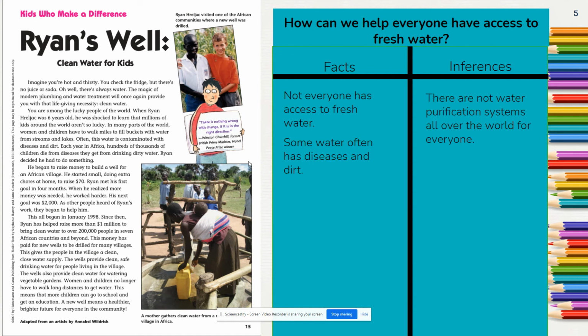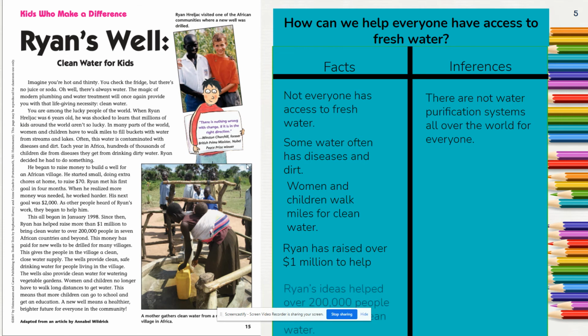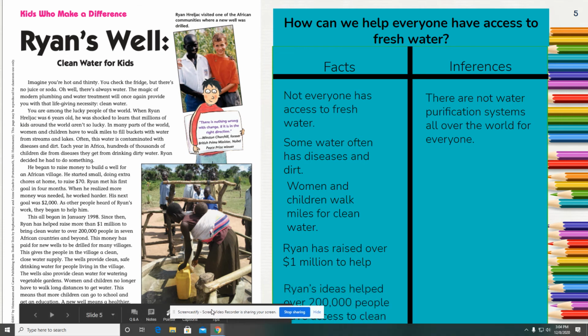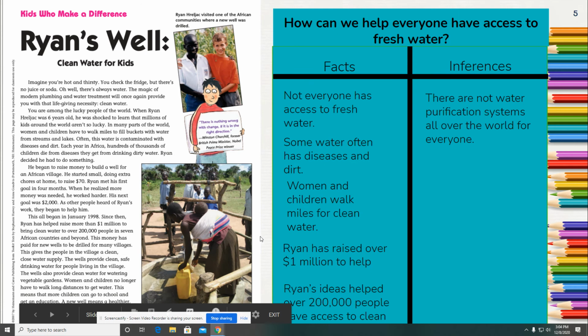Here are some more facts that I noticed as I was reading. Often, women and children walk many miles for water. Ryan raised over $1 million to help African communities have fresh water. Ryan's efforts and ideas helped over 200,000 people have access to clean water.